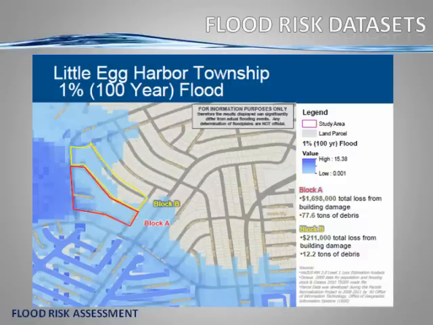So the actual total damage from a 100-year event for that block, the census block here, is about $1.7 million in that one area. Block B, in a map here, is $211,000. And it can actually generate the amount of debris within that block, how much will be generated in that 1% chance flood. So Block A would produce 77.6 tons of debris, and Block B would be 12.2 tons. And all of these data are coming out of HAZUS.